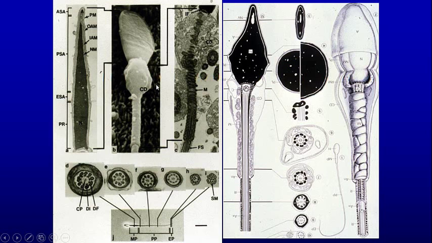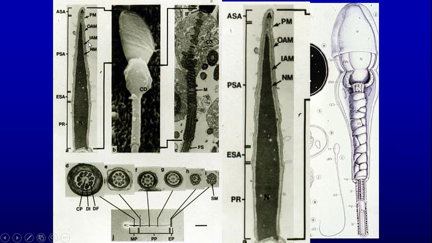And here we see lots of other membranes. This is in a spermatozoan. You can see the mitochondria through there. You can see the nuclear membrane, the outer acrosomal membrane, inner acrosomal membrane, and a plasma membrane.